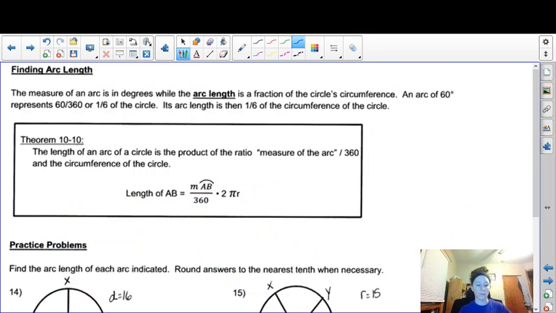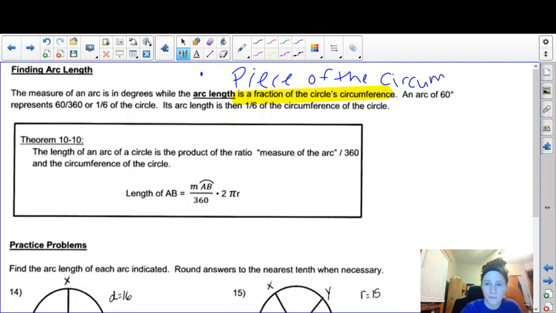Next idea we have is what's called arc length. And arc length is a fraction of the circle's circumference, or as I like to refer to it, I write really big, so I'm trying to make my marker. It's a piece of the circumference. That's how I like to think of arc length. Arc length is a piece of the circumference.